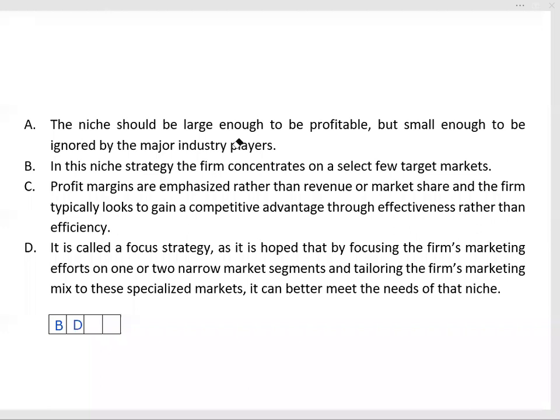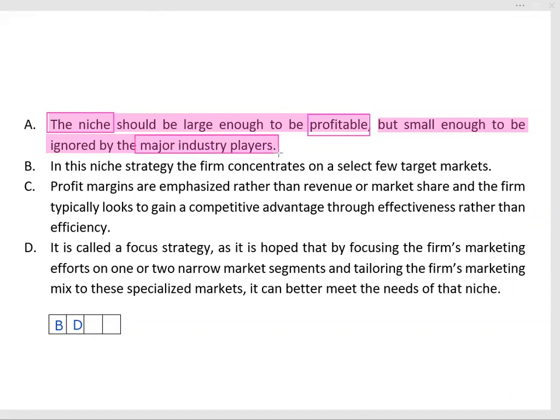If you look at A, it says the niche should be large enough to be profitable, but small enough to be ignored by the major industry players. This gives us, first off, a characteristic of the niche. Let's focus on the word profitable, but small enough to be ignored by the major players. So the major industry players, again, this is a key phrase. Let's keep our mind on these two phrases, profitable and ignored by the major industry players.